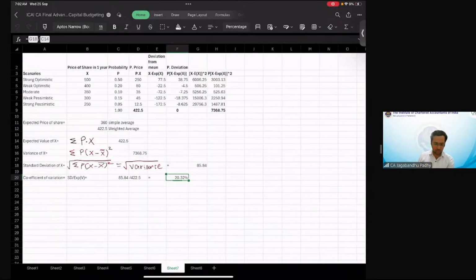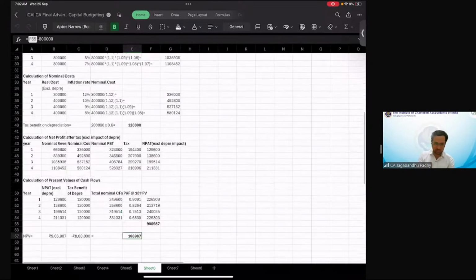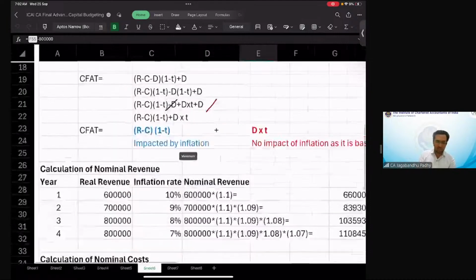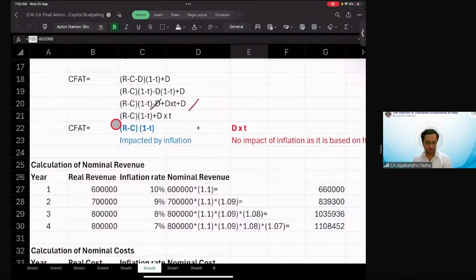And one peculiar thing that we came across in our discussion was that when you compute the cash flow after tax, the revenue minus cost into 1 minus T, that's the post-tax revenue minus cost. This is something getting impacted by inflation. But the other part of the cash flow after tax, that is tax saving on depreciation, is not taken care of when we are looking for the inflation adjustment, right? So there's no inflation adjustment required over here. Therefore, we revised our cash flow approach also.